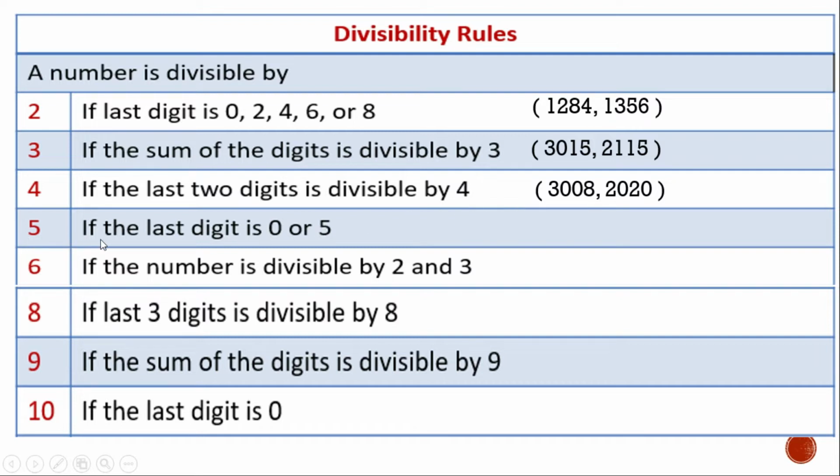Rule for 5, so easy one. If the last digit is 0 or 5. In ones place you have 5 and 0. So you can say these two numbers are divisible by 5.